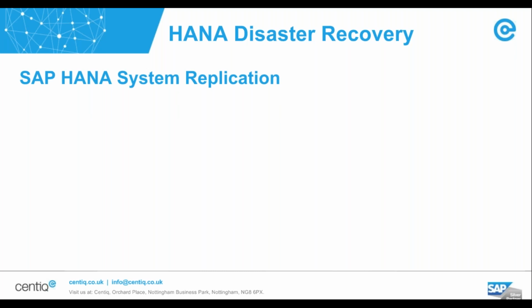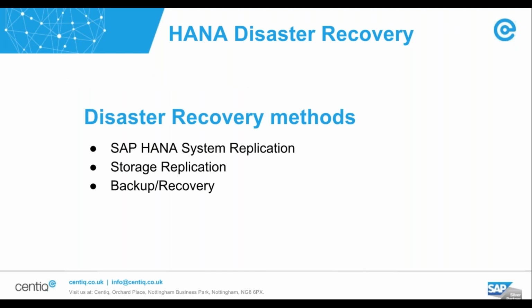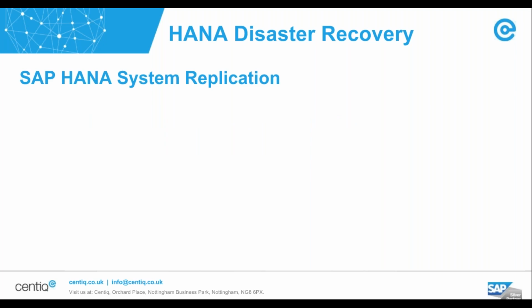Our disaster recovery methods. So we've got SAP HANA system replication, which is the cornerstone of that host level clustering we were talking about earlier. Yeah. We can use storage replication to recover from disasters, and we can use the traditional backup recovery technology. Now, by disaster recovery, we're talking about a site failure, geographic issue, something like that, fire, flood, that sort of thing. Yeah. So, SAP HANA system replication.